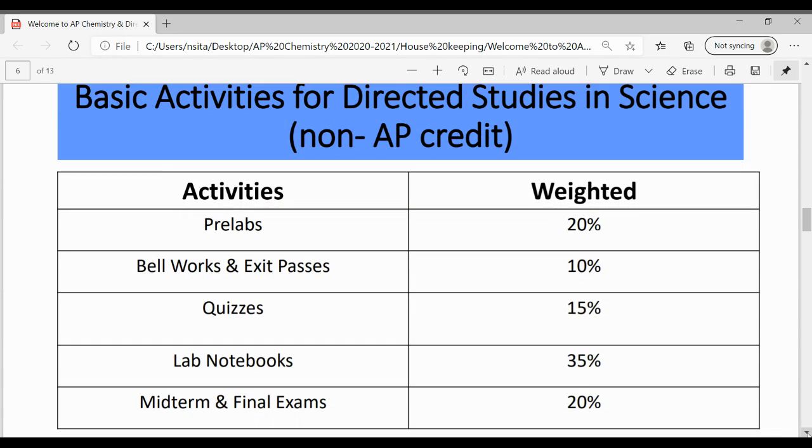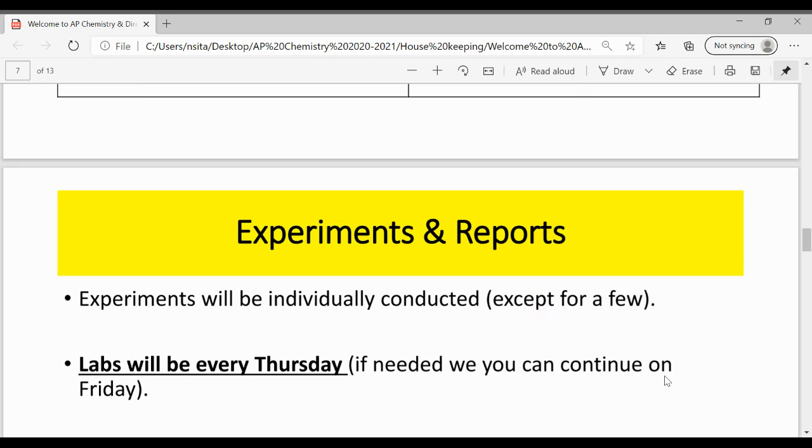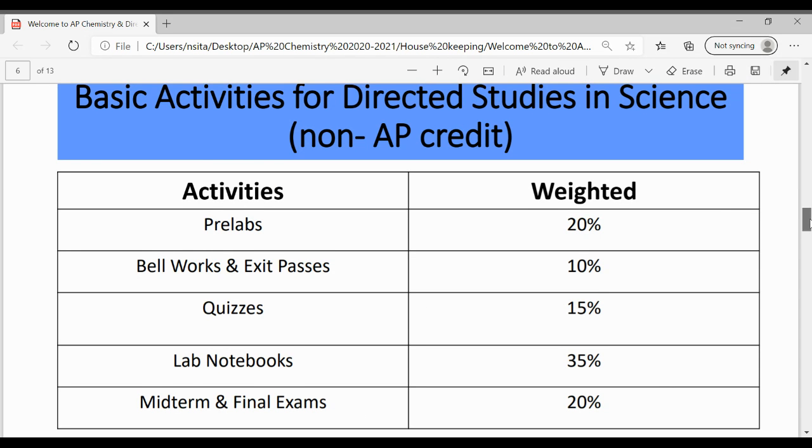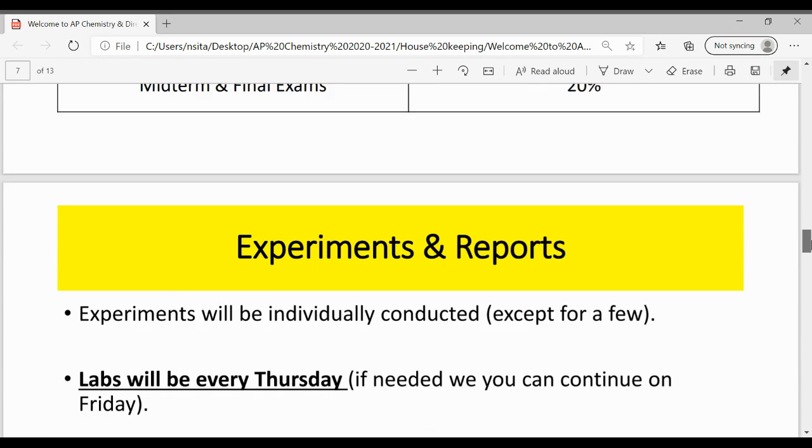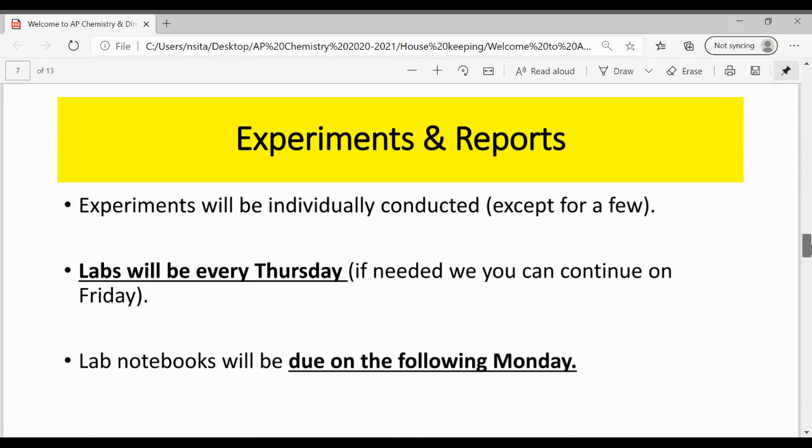Now, for the lab. This one is counted as regular science credit. We have pre-lab, which is an assignment for you to go over before you actually do the experiment. Bell work, exit passes, and quizzes are 15%. We're not going to do lab notebooks this year. Instead of an actual lab notebook, it is going to be a lab report instead, and that's going to be 35%. Of course, we will still have a midterm and final, which is 20%.